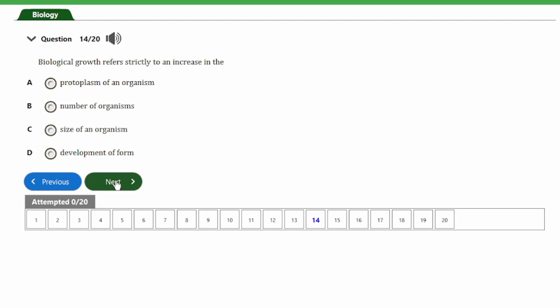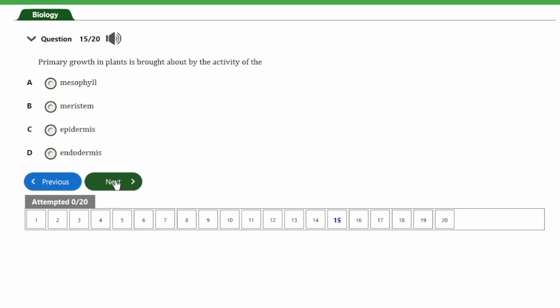So we consider cell division, we consider cell differentiation, and then cell enlargement. So biological growth refers strictly to an increase in the protoplasm of an organism. So let's look at the next question, guys, and that's question number 15.